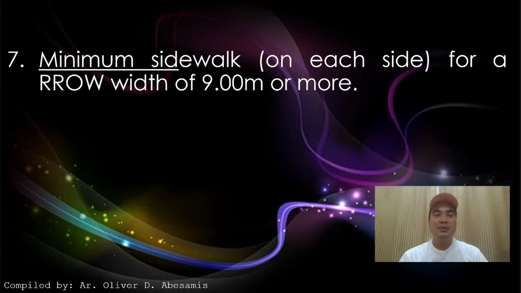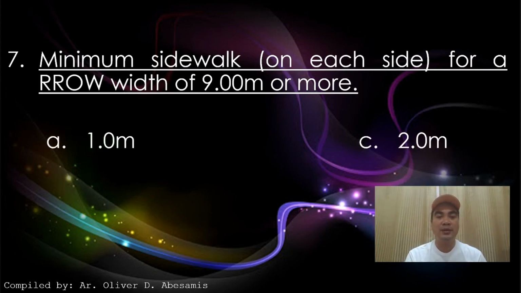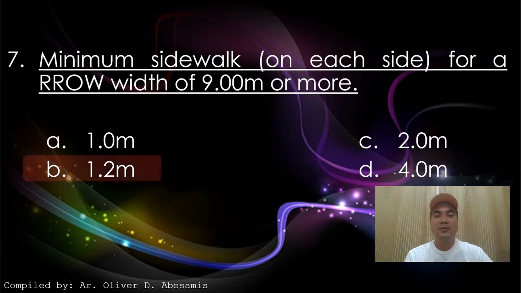7. Minimum sidewalk on each side for a road right-of-way width of 9 meter or more. Again, minimum sidewalk on each side for a road right-of-way width of 9 meter or more. A. 1 meter, B. 1.2 meter, C. 2 meter, and D. 4 meter. Answer? B, 1.2 meter.